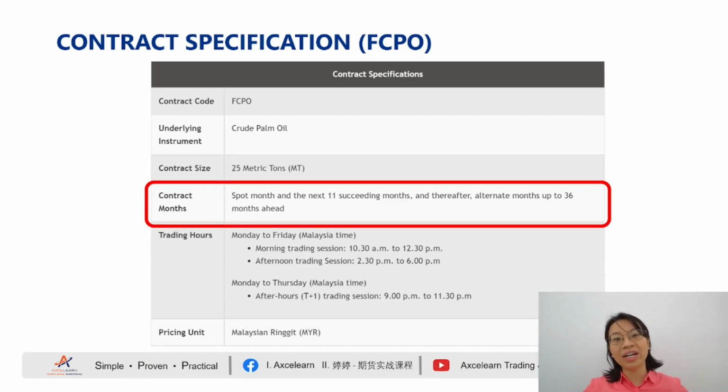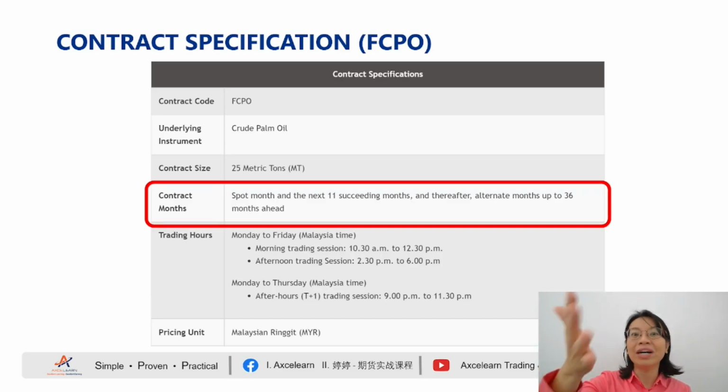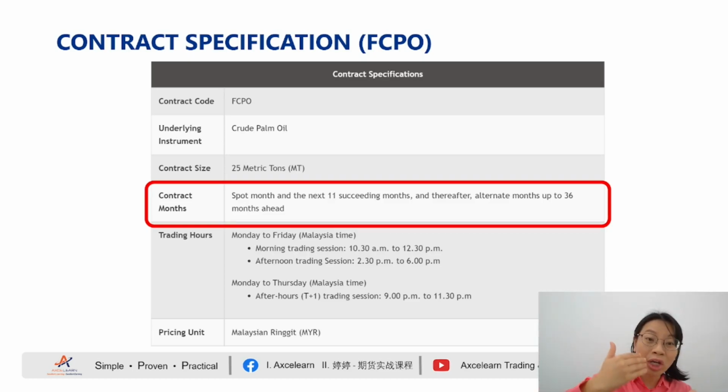Now, the last one that we need to understand is your contract months. Compared to FKLI, where only 4 months are available to trade, for FCPO you can trade many months. You can even trade 3 years in advance, because FCPO is mainly used for hedging purposes, so sometimes you need to hedge ahead. Unlike FKLI, which has only 4 contract months, FCPO has many. For example, we have the spot month and the next 11 succeeding months, meaning your current month, then the subsequent 11 months.